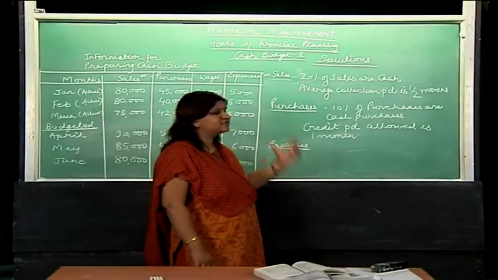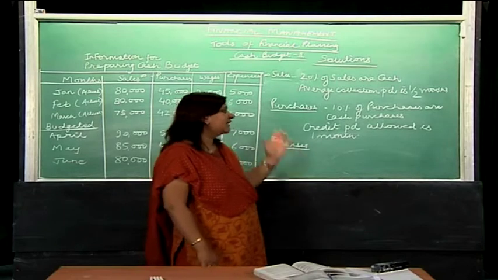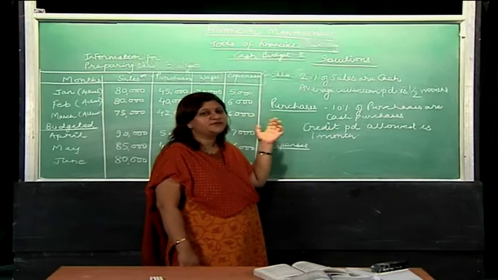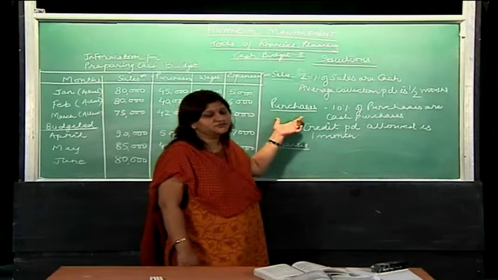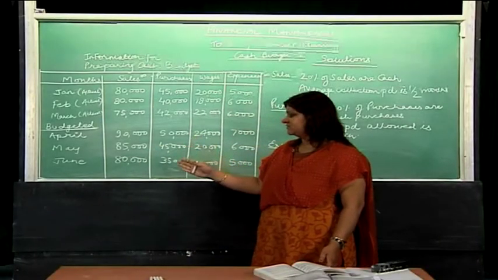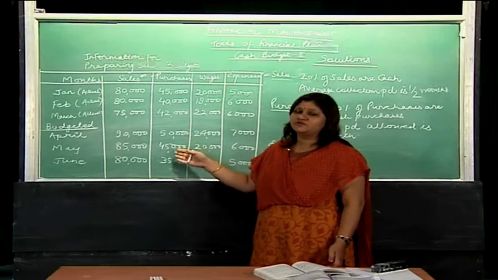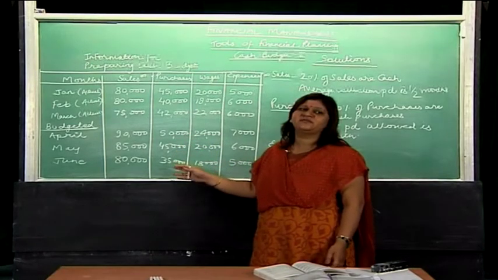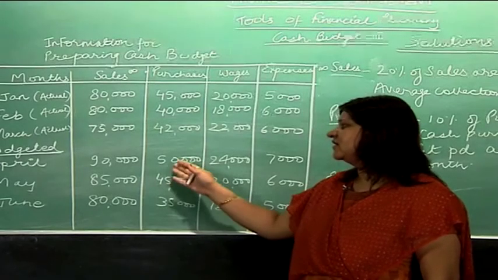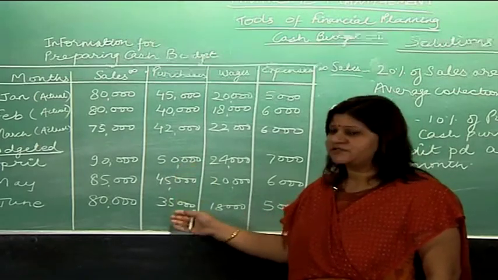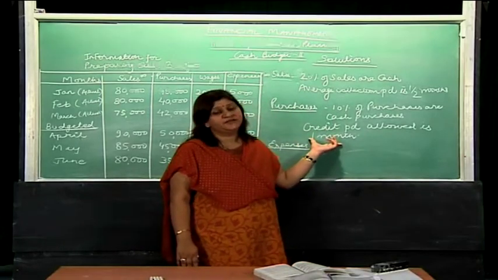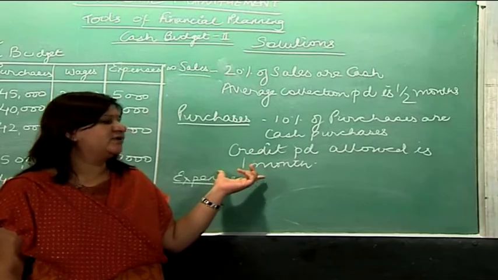Now, for the purchases, the following relevant information is given. 10% of the purchases are for cash. That means the cash purchases figure will be just 10% of the purchases. So, we can see our budgeted figure of purchases, that is 50,000, 45,000 and 35,000. So, 5,000, 4,500 and 3,500 will be the cash purchases, and the remaining, that is 45,000, 40,500 and likewise, will be the credit purchases, and they will be paid off as per the credit period allowed to us. The credit period allowed is 1 month.